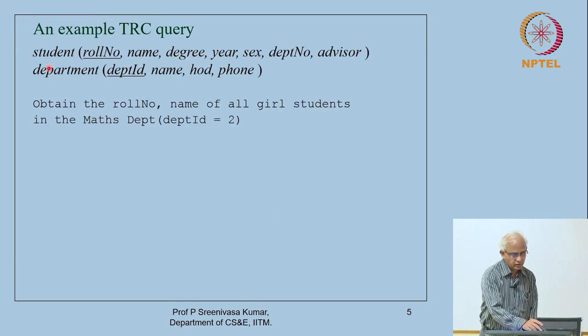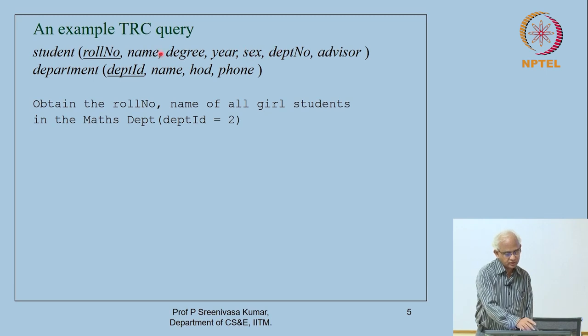So, let us recall our familiar schema. The student has roll number, name, and various other attributes, and then department has department ID, name, HOD, phone. Let us say we want to obtain the roll number and name of all girl students in the maths department. The department ID is 2, this is also given. So, we do not have to find out what the maths department is, the department ID is 2. So, where is this information? This information is very much here in the student relation itself, because the maths department is department 2.